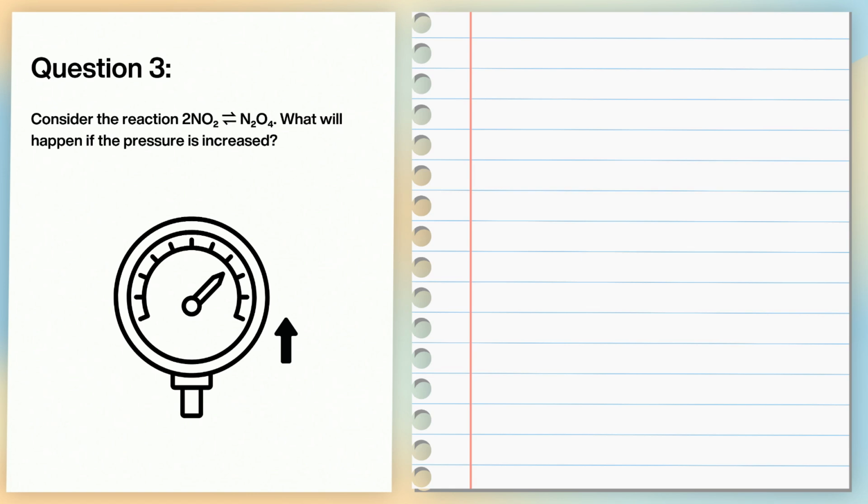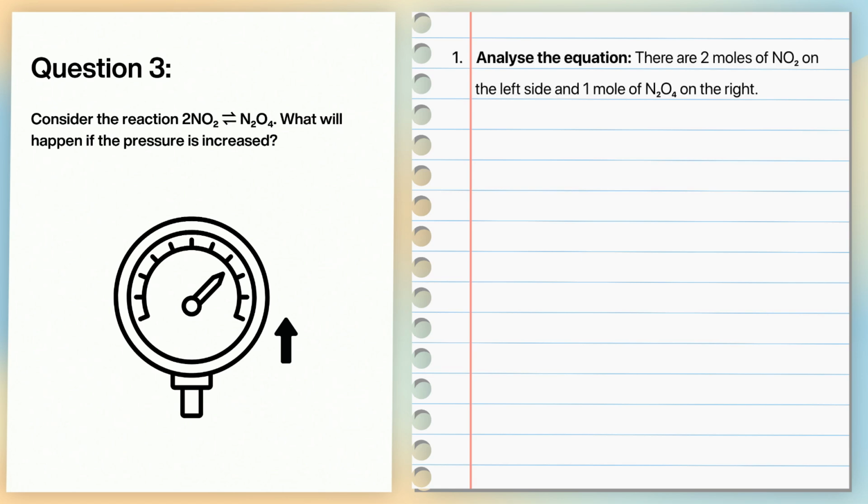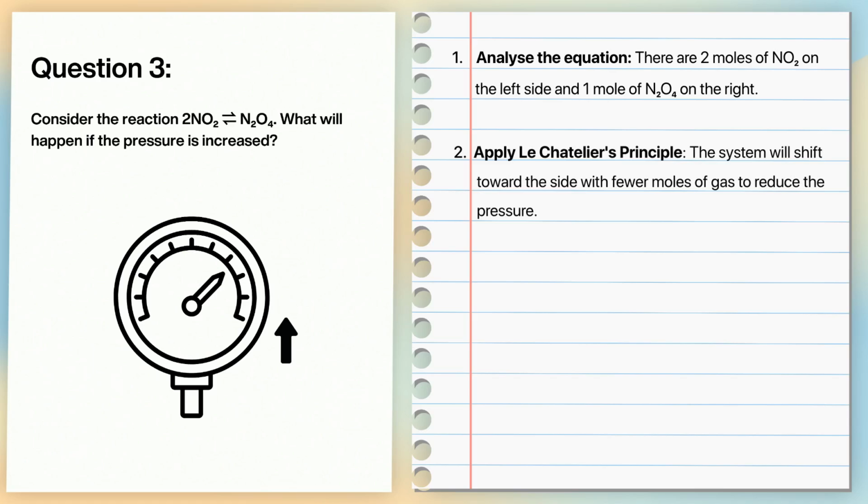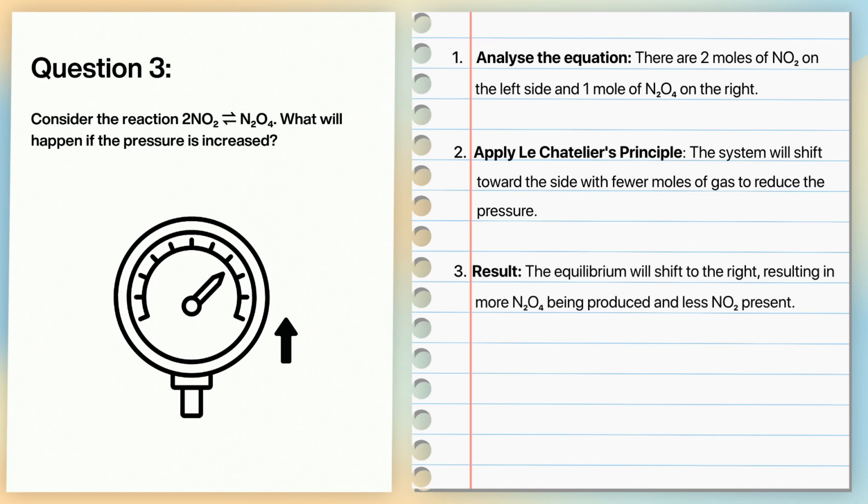Now, let's go through the answer. This reaction involves gases, with 2 moles of NO2 on the left side and 1 mole of N2O4 on the right. When the pressure is increased, Le Chatelier's principle states that the system will shift toward the side with fewer moles of gas to reduce the pressure. In this case, the equilibrium will shift to the right, resulting in more N2O4 being produced and less NO2 present.